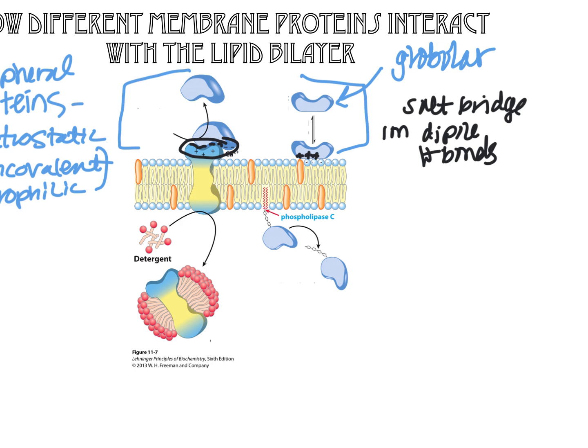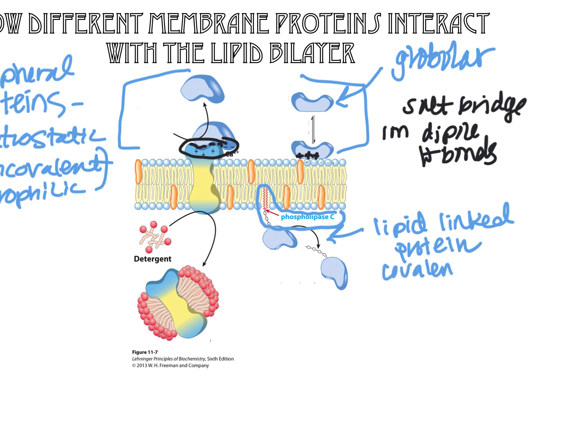Another way that proteins can associate with the lipid bilayer are through what's called a lipid linked protein. And these proteins will form a covalent bond with a fatty acyl tail.